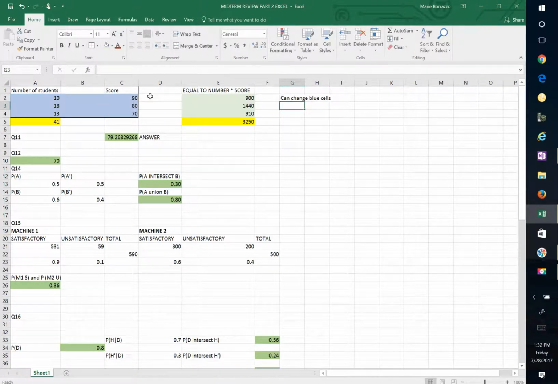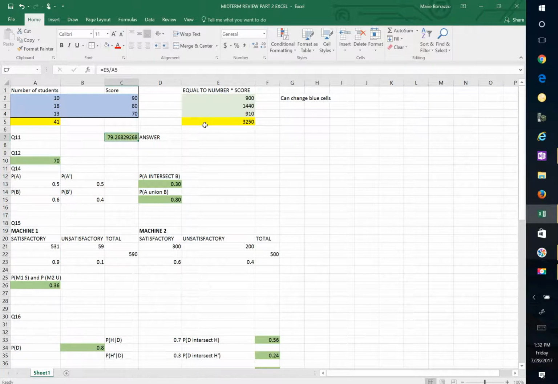So basically the multiplication is set here. If you click on the cell, you'll see that this is A2 times C2, this is A3 times C3, and so on, okay? This is nothing more than the sum of all of this. So if I took a calculator and I added these three numbers, I would get 3250. Your final answer for question 11 is over here. Do not change this cell.